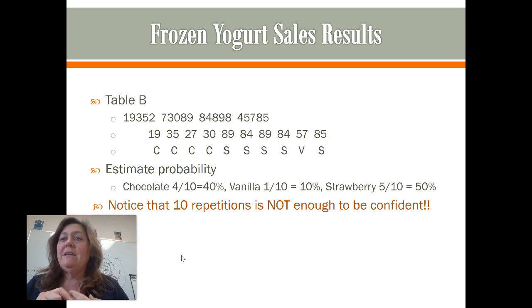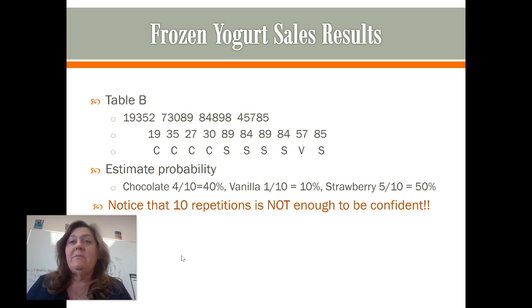So obviously 10 repetitions is not enough to be confident that we are matching the percentages, but this is something that could happen. It's just a simulation of what could happen given the probabilities that you know for sure. We're not always going to have it happen exactly like it's stated, because we're running a simulation.